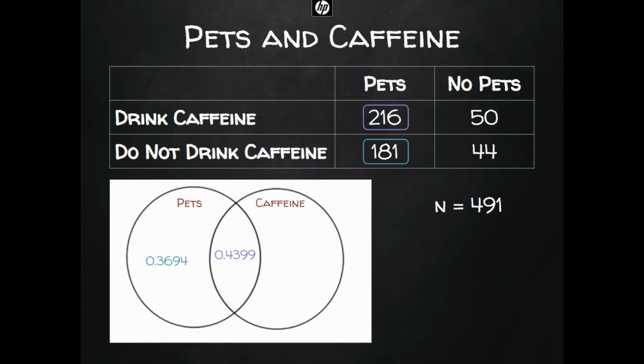So across in the caffeine circle, if we wanted to look at people who drink caffeine and do not have pets, we would divide 50 by 491 and we get 0.1018. And then finally, if we wanted to look at the proportion that do not drink caffeine nor own pets, we would look at that 44 over 419 and we get 0.0896.